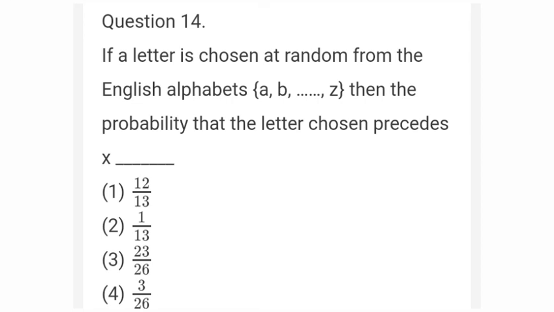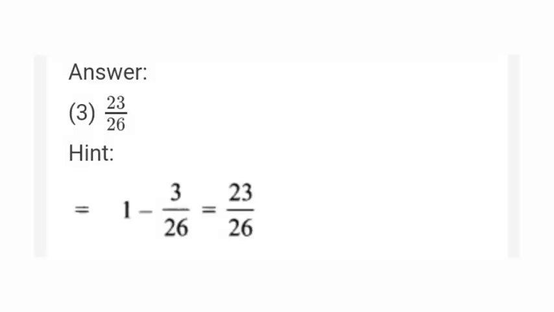What is the question? Find the probability letter chosen precedes X. Precede means before the letter X. Therefore, we have to cancel 3, x, y, z. The remaining number of letters equal to 23. Therefore, n of a equal to 23, n of s equal to 26. Therefore, p of a equal to n of a divided by n of s. 23 divided by 26. What is the option? Option is 3. Answer is 23 divided by 26. Can you understand? Okay. Question number 15.